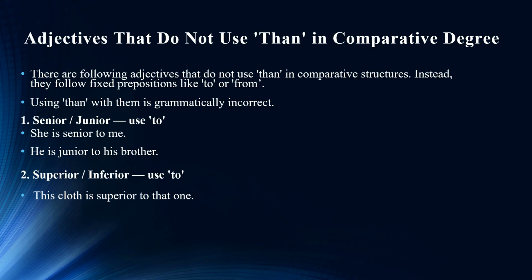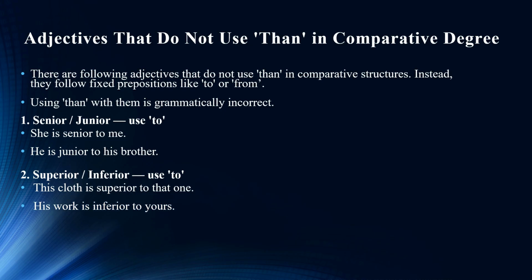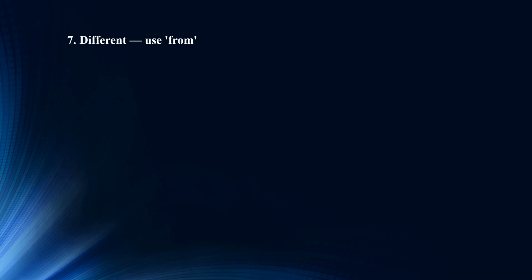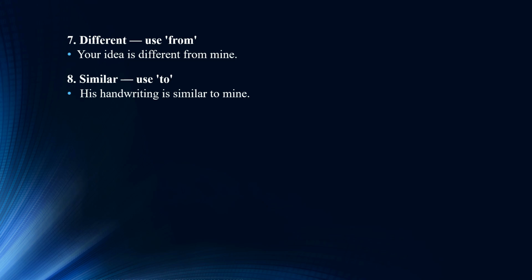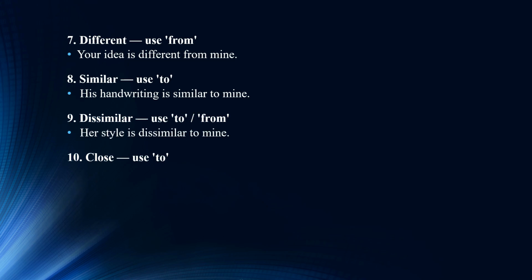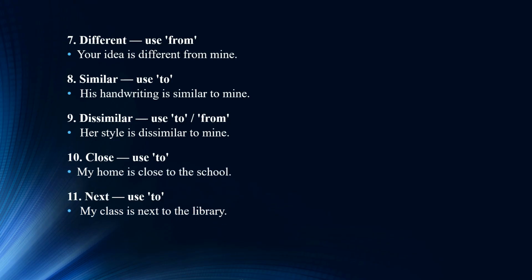Superior and inferior. This cloth is superior to that one. His work is inferior to yours. Prefer. I prefer tea to coffee. Different. Your idea is different from mine. Similar. His handwriting is similar to mine. Dissimilar. Her style is dissimilar to mine. Close. My home is close to the school. Next. My class is next to the library. Adjacent. The park is adjacent to my house, meaning near to my house. So these were the adjectives with which we don't use the word than while comparing things or objects.